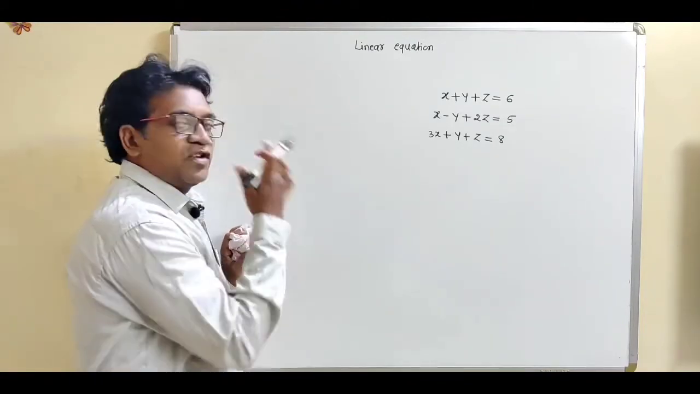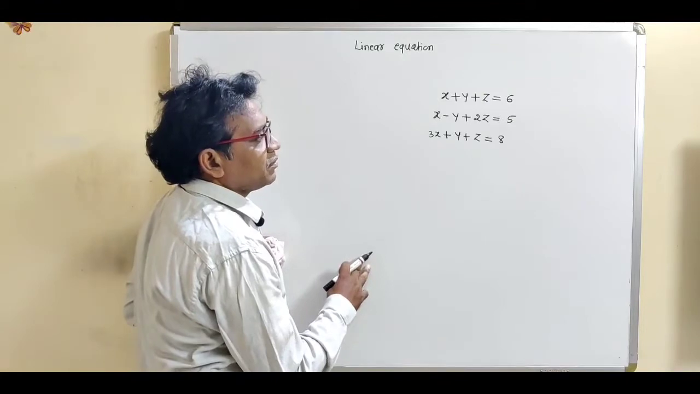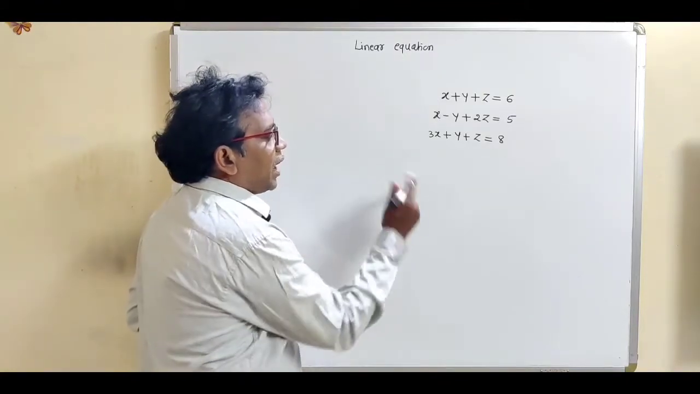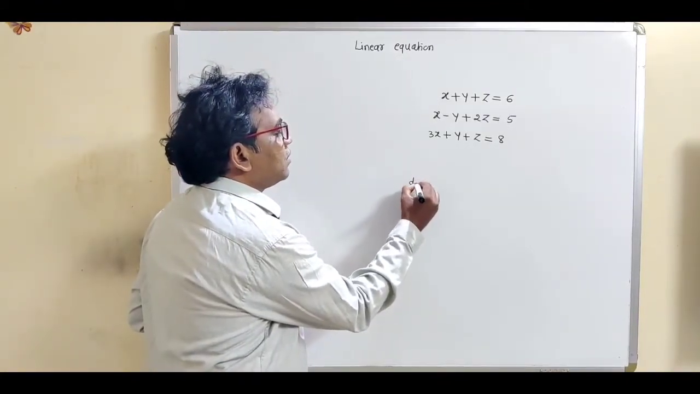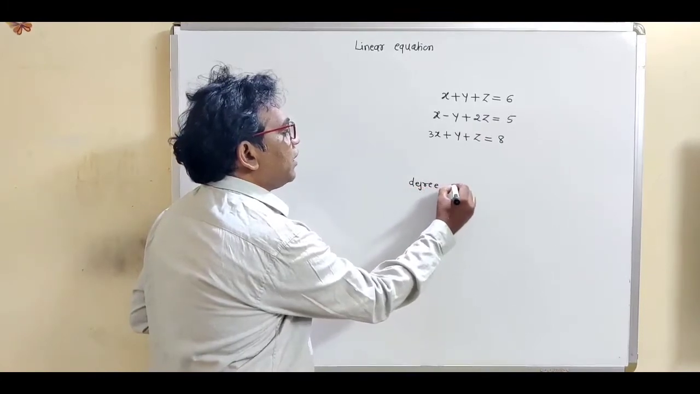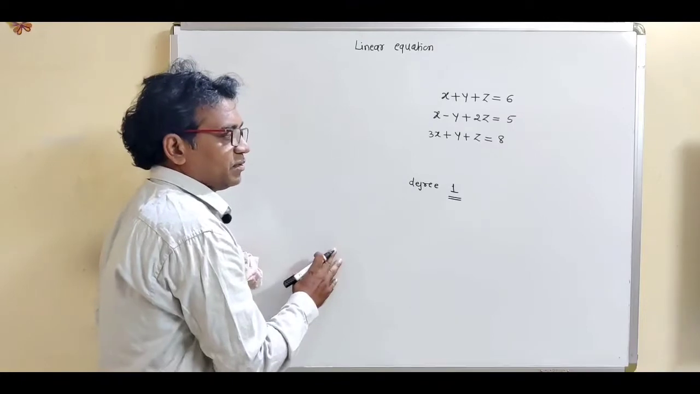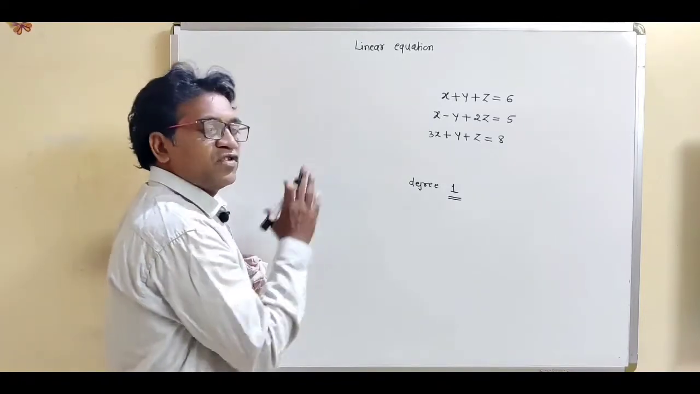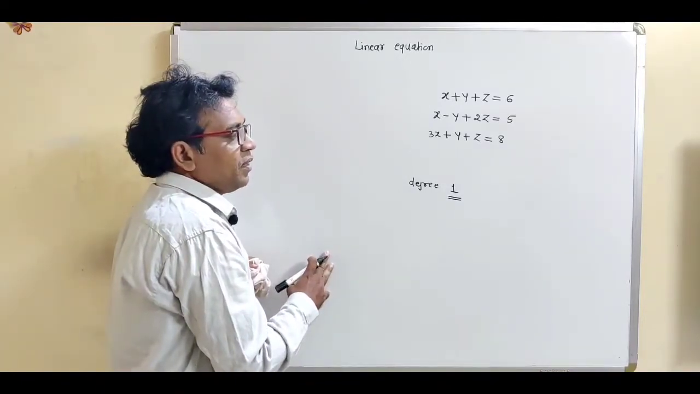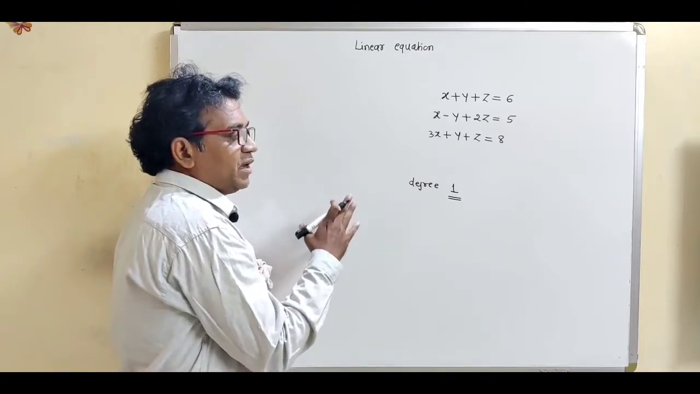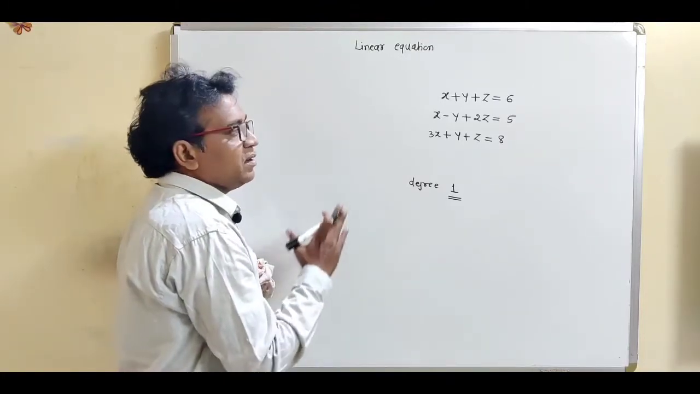Now see what is the definition of linear equation. An equation with degree 1 is called the linear equation.